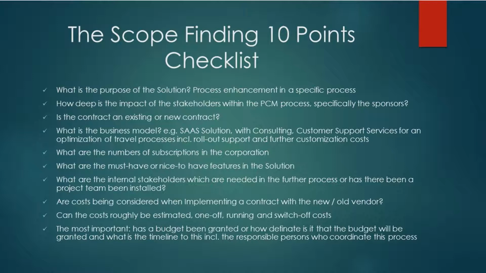We're now going to look at the scope finding 10 points checklist. You might find other points besides these 10 points, but these 10 points, I must say from my experience as a sourcing professional, have been the main points in order to understand what is really behind the scope and what impacts do these topics have towards the scope. This needs to be analyzed up front or together with the primary unit in order to really understand how effective is the scope finding. First, we're going to start with what is the purpose of the solution?